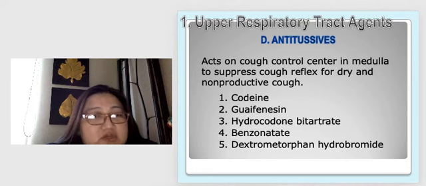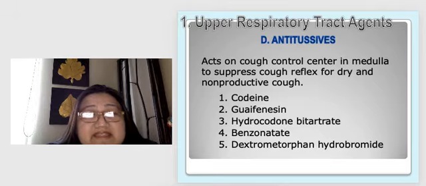But si benzonatate, it's a chewable. No? May mga chewable na forms niyan. Remember not to take it, no? Kasi maaaring may anesthetic effects siya, no? Benzonatate can cause anesthetic effects lalo na pag chino mo siya. So chewing should be avoided if the drug is non-chewable. Dextromethorphan hydrobromide is another antitussive.